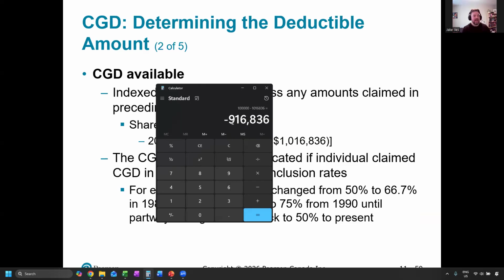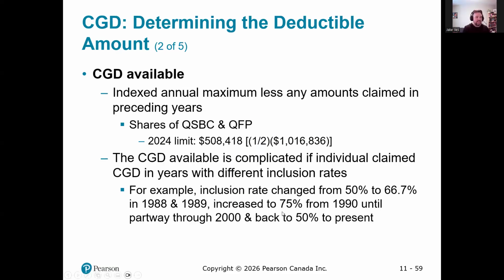being 1.16836. So now I have $916,000, which means I can protect 458,000 of taxable capital gains. So that's just the complicated thing. If we have amounts with different inclusion rates, just back out to the full capital gain that you protected and then subtract it from our full limit.